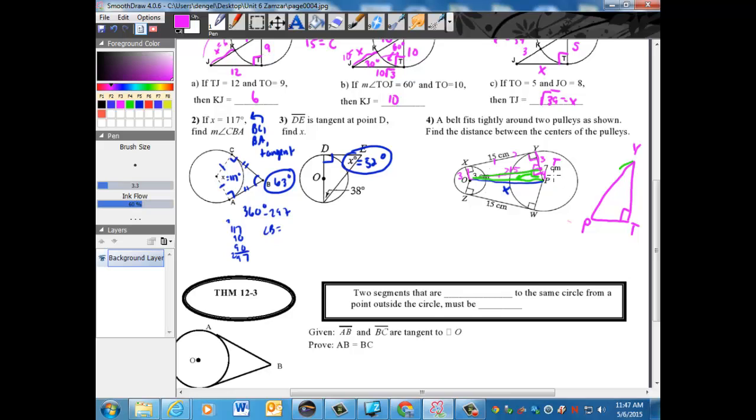Alright, so it looks like the length from P to T is 4, so there's my base. Oh sorry, this is not point Y, this should be point O. There we go. This is point O. So from point O to P is x. X is going to stay unknown. And from O to T, we have 15. So to find x, we're going to take a squared plus b squared equals c squared. 16 plus 225 equals x squared. And so x equals the square root of 241.